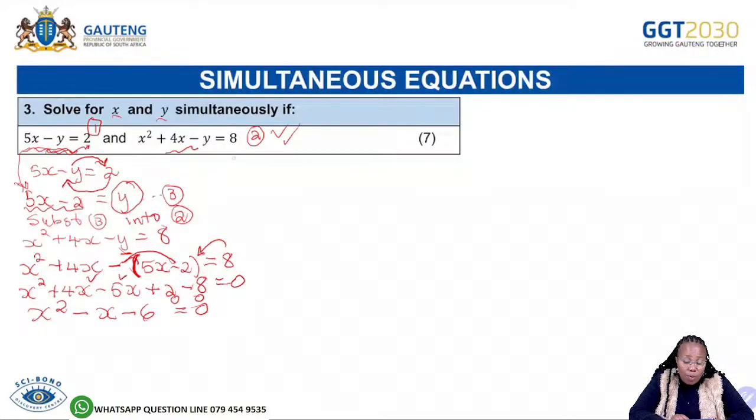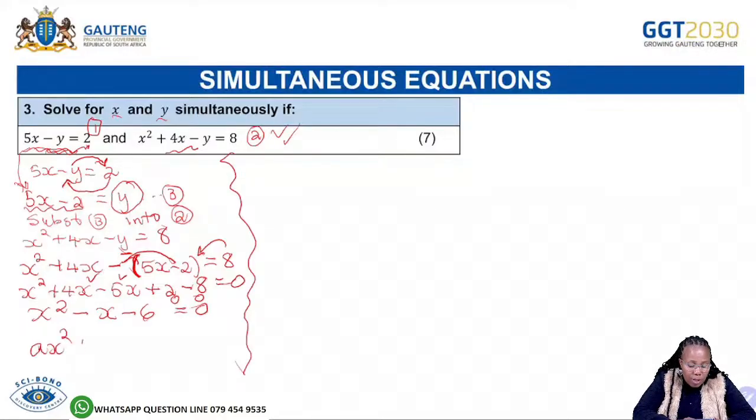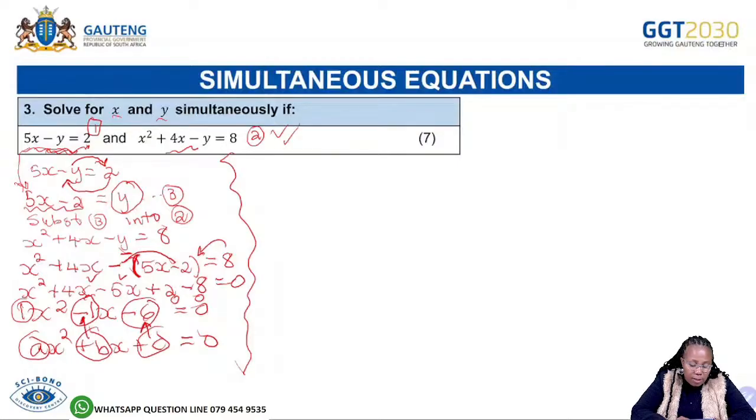Yes, you can go to your quadratic formula to find the values there. That will be in comparison to the original ax squared plus bx plus c equals 0. That is a, that is the value of b, and that is the value of c there. Okay, we can now substitute our values. A is 1, b is minus 1, and c is minus 6.